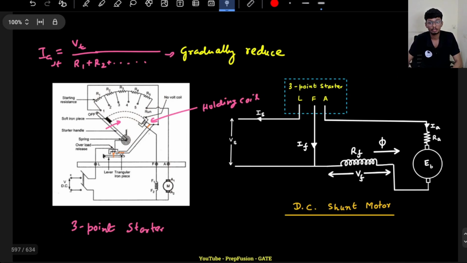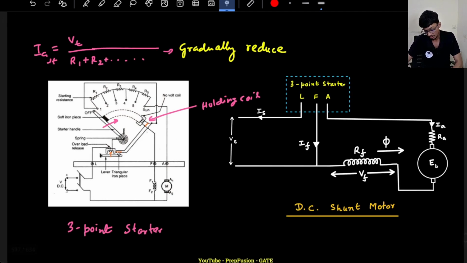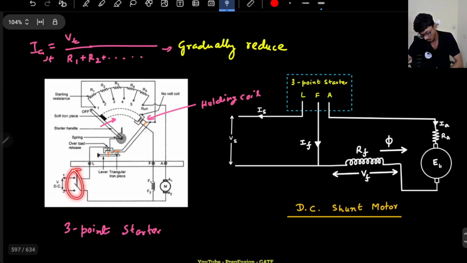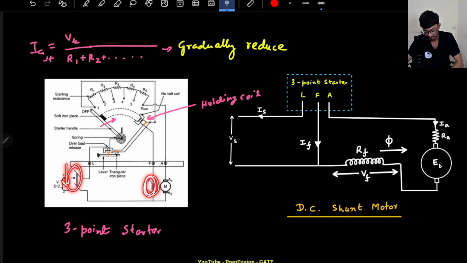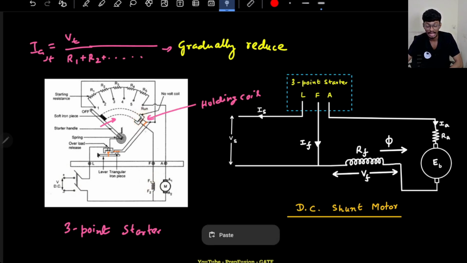Now one more thing is that if, let's say, the supply voltage drops to a very low value, because basically the holding coil is connected across the supply only, mostly. So if the supply voltage for some reason drops, the shunt field terminal flux also drops to a very low value, so the current through the holding coil also drops, and then also it will release, because that is also an abnormal condition. Maybe due to some fault or something, the supply voltage has dropped significantly.